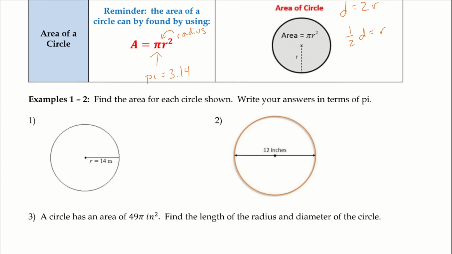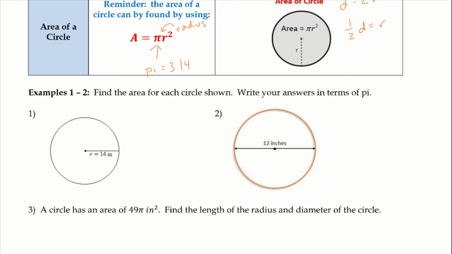Alright, so find the area for each circle shown below. Write your answer in terms of pi. So since we're writing it in terms of pi, we're leaving pi in our answer. So the area equals pi r squared, which is 14 squared. So we just take 14 and square that, which is 196. So the area is 196 pi, and then meters squared. I want to include that measurement there.